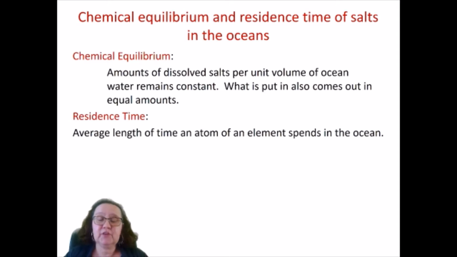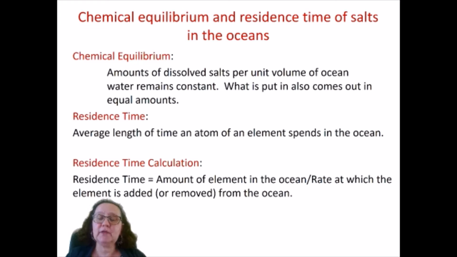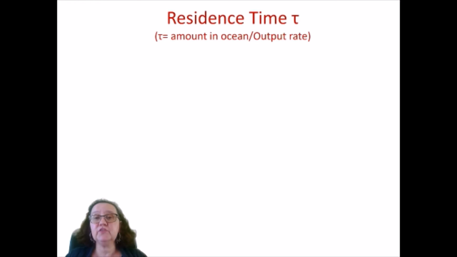That means the elements that go in also come out, and we use residence times to work out how fast those processes happen. A residence time is defined as the amount of a particular element in the ocean divided by the rate at which the element is added or removed from that water body. So residence time, which we usually call tau, is the amount of an element in the ocean divided by the input or output rate. How fast is it added to or removed from the ocean?